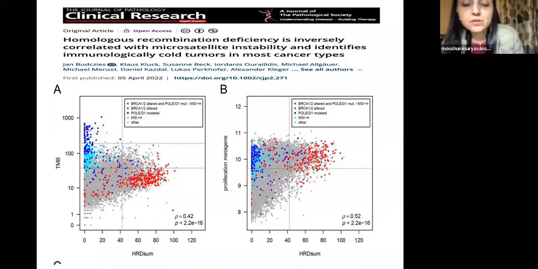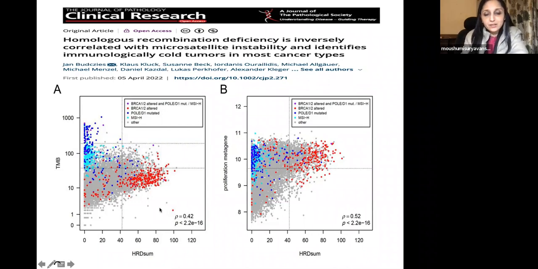This is based on some 9,000 plus TCGA data. The interesting finding here is that these red dots are BRCA mutant patients. On the x-axis is the HRD score, and on the y-axis is the tumor mutation burden. You can see that most of the times when your HRD score is high, your tumor mutation burden, if the cutoff is 10, is also higher. But there are cases where your BRCA mutation is there and your tumor mutation burden may not be that high. So yes, mostly it should be, but it may not be.